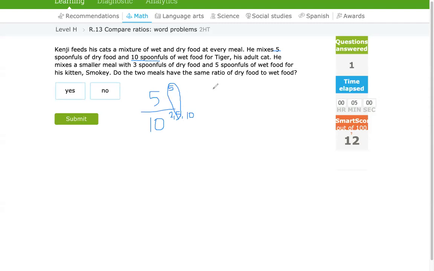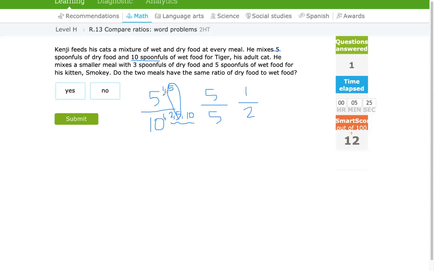So if we divide 5 by 5, we get 1. And if we divide 10 by 5, we get 2. How did I get these numbers right here? I know that 2 times 5 equals 10, and 10 times 1 equals 10. So all numbers will have 1 and the number that equals that number.